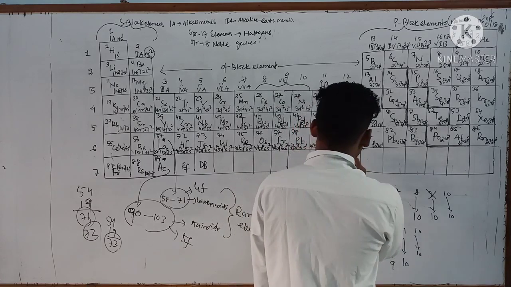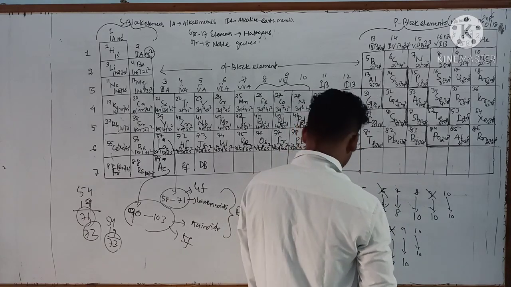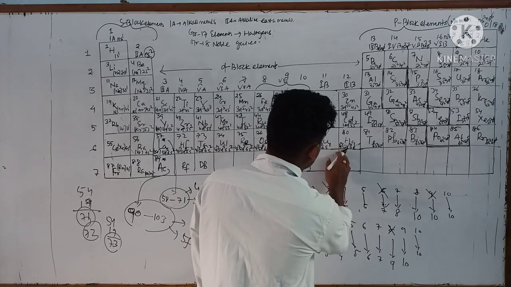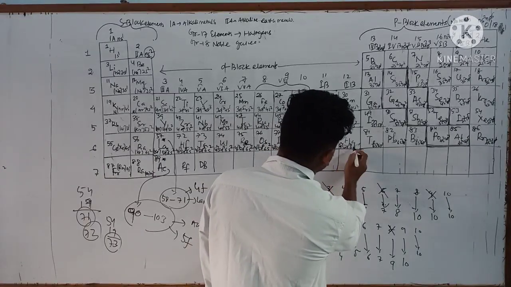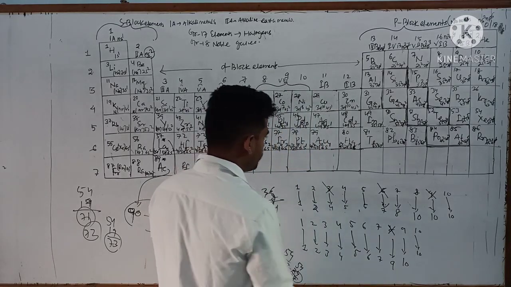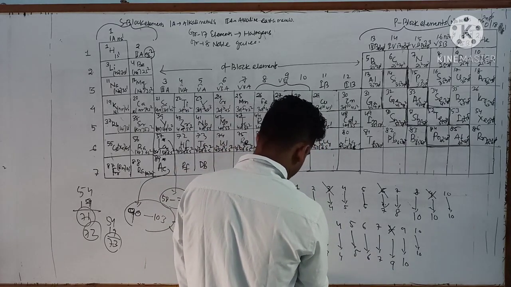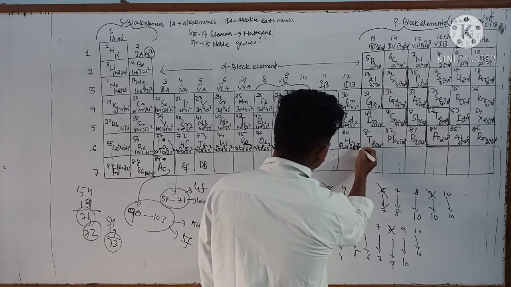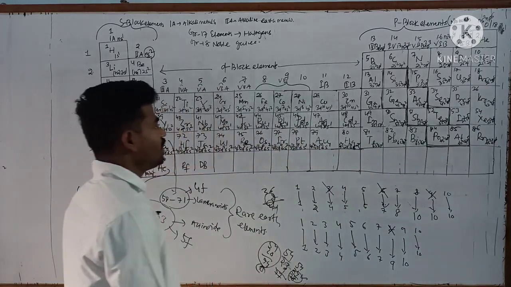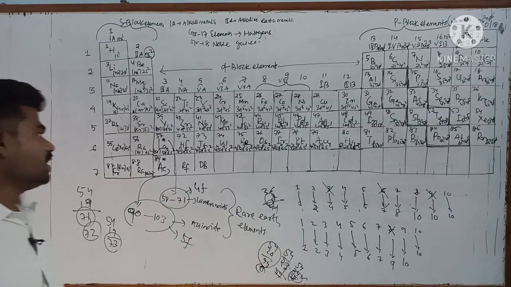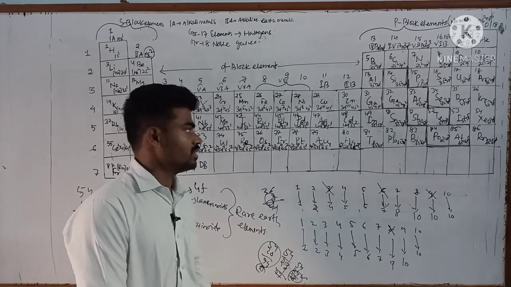And here 24, 54, 24, 78, and this is 4f14, 5d10, 6s. So 24, 54, that will be 78. 78 means this will be 2. Okay, so these are the techniques I have told you how to mention their electronic configuration. Is that clear?